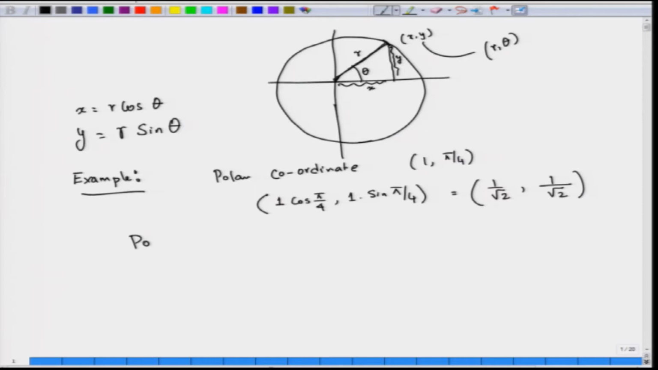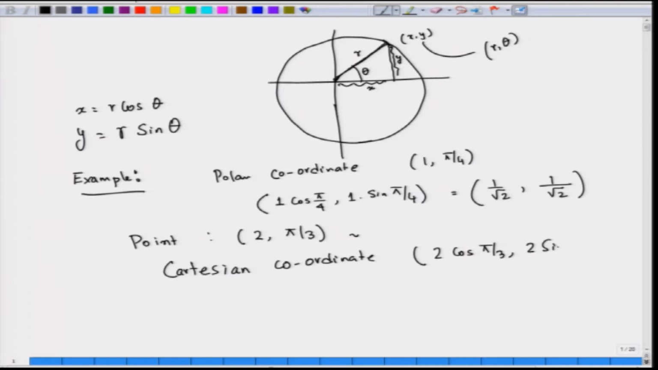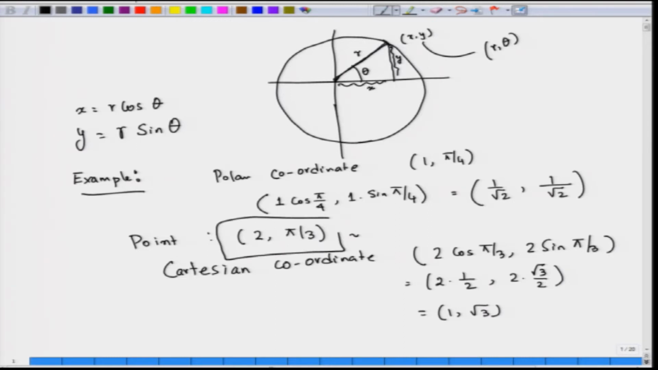Similarly, the point 2 pi by 3 is going to be represented in the Cartesian coordinate as 2 cos pi by 3 and 2 sin pi by 3, which is equal to 2 into 1 by 2 comma 2 into root 3 by 2, which is equal to 1 and root 3. The point 2 pi by 3 and the point 1 root 3 are the same; one is in the polar coordinate and the other is in the Cartesian coordinate.